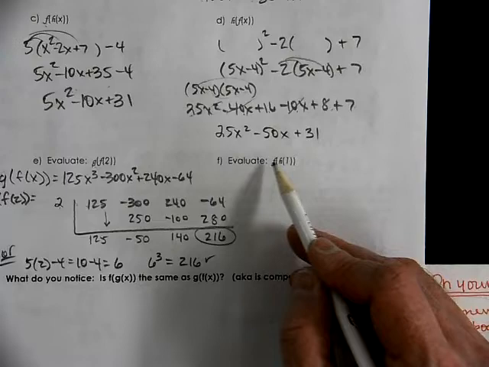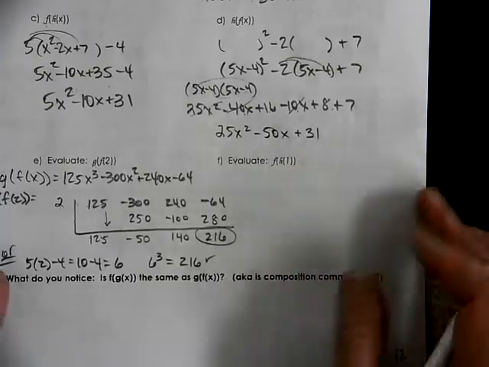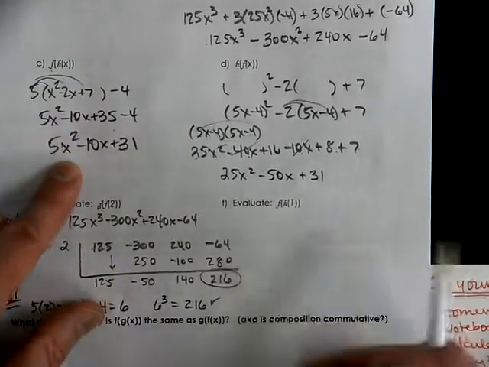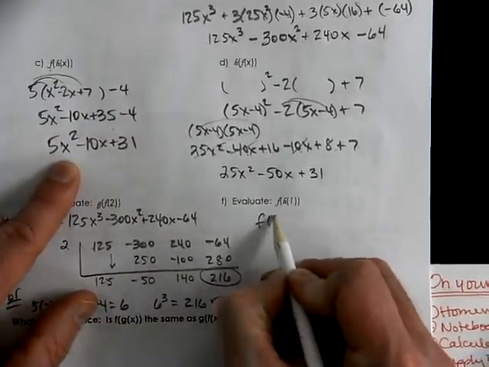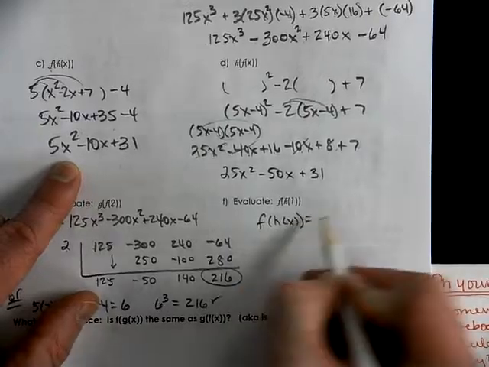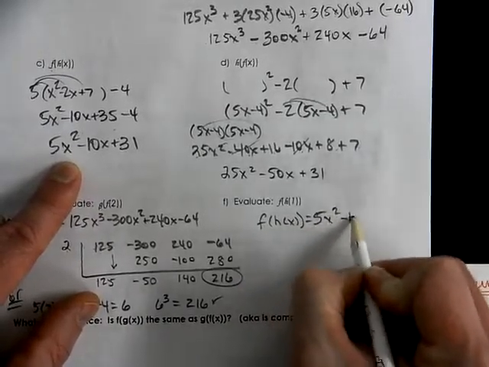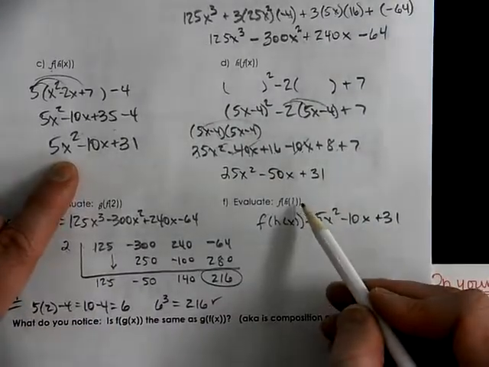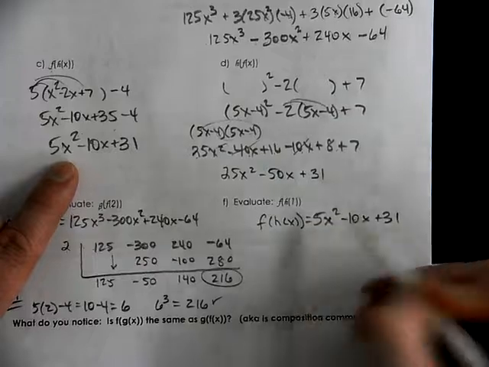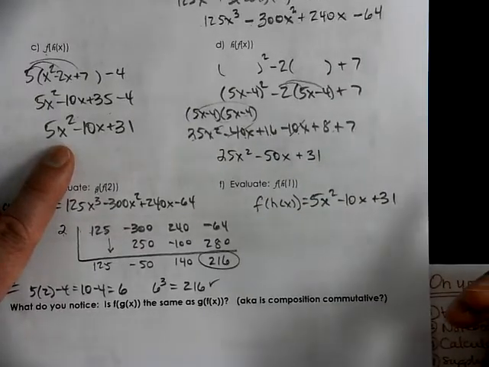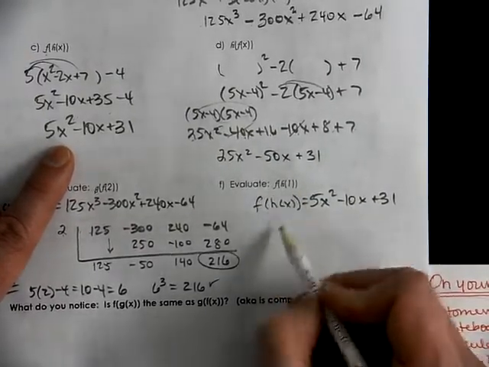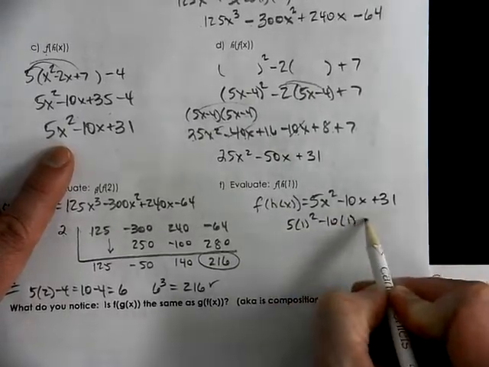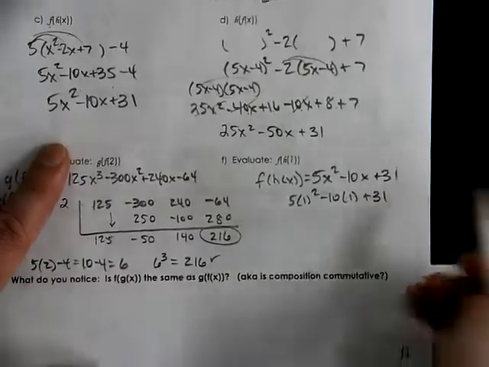Here we have f of h of 1. So if we can figure out what f of h is, we've already calculated that. So we don't need to recalculate it. We've already done it. That is 5x squared minus 10x plus 31. Now we're going to plug a 1 into it. We could use synthetic if you like. That'll work out really smooth. Or you could just do it the long way, and 5 times 1 squared minus 10 times 1 plus 31.